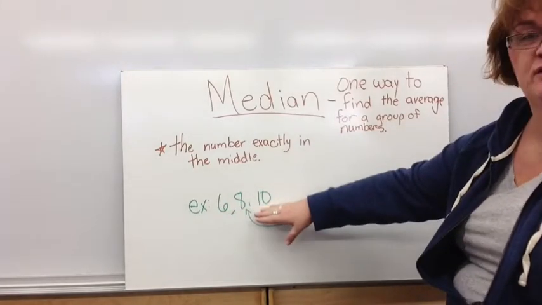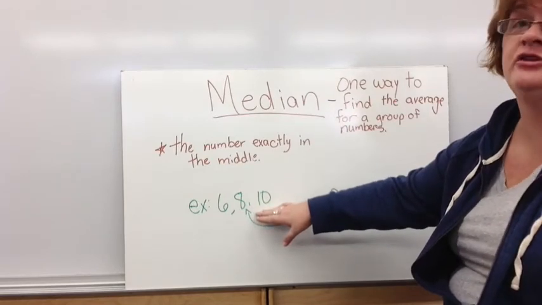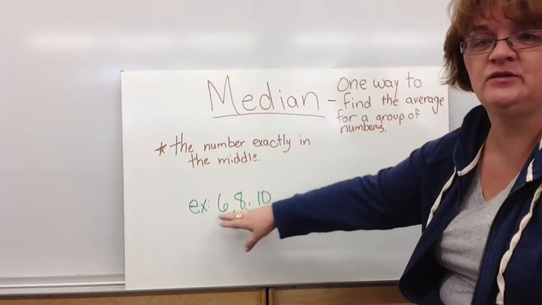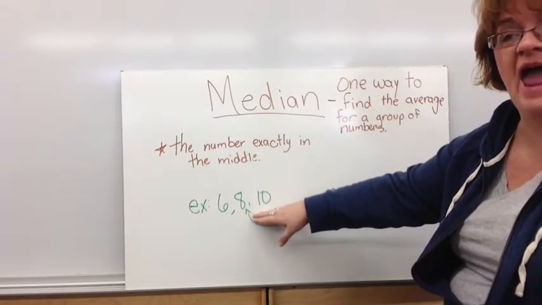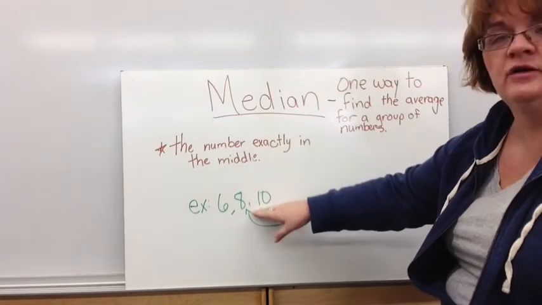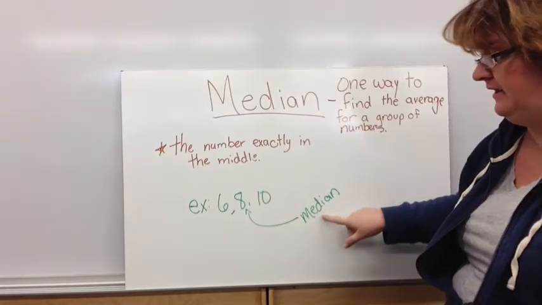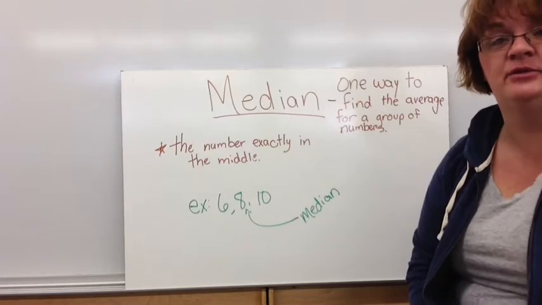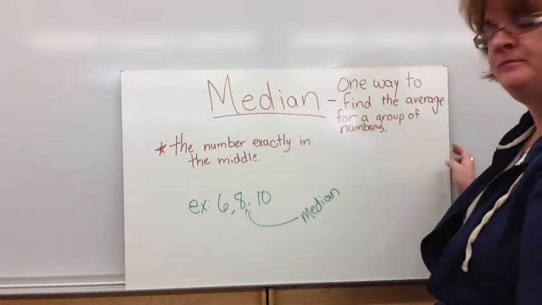Here we have three numbers in order. We have 6, 8, and 10. Now these numbers could be anything from your test scores weekly. Let's say one week you got 6 correct, one week you got 8 correct, and one week you got 10 correct. In order to find the average for this set of numbers, or the median, you could find the middle number. The middle number of 6, 8, and 10 would be number 8. 8 falls directly in the middle of that group of numbers. Therefore, 8 is the median for this group of numbers.